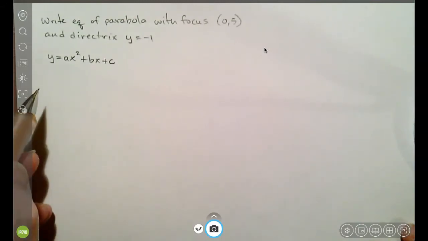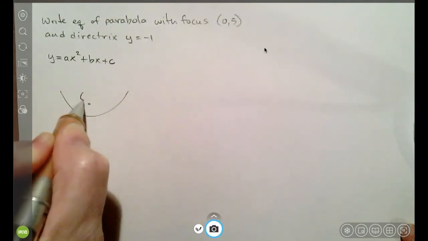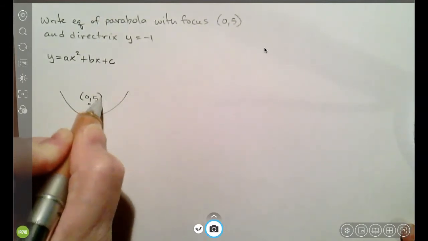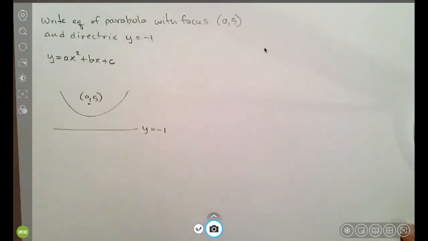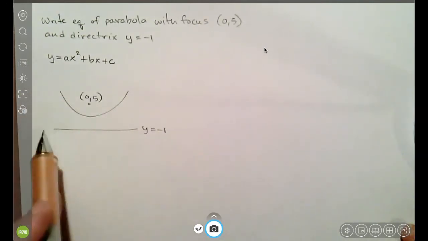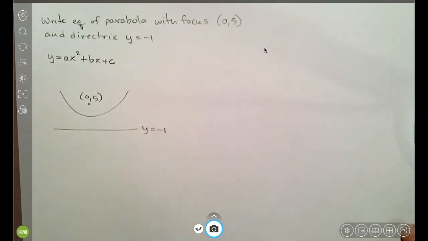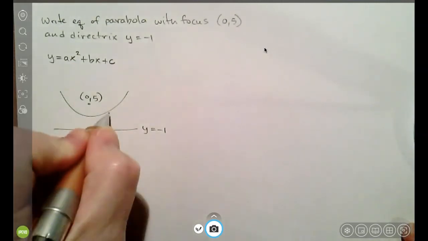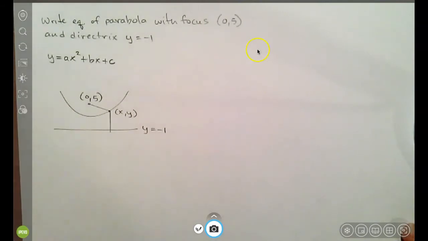So the first thing we're going to do is make a little sketch of this. So we've got a parabola. Our focus is the point (0, 5). And then we have our directrix down here at y equals -1. Because we're only talking about parabolas that open up or open down, that makes our directrix always horizontal, which means it's always going to be in the form y equals some number. So we're going to pick some point on our parabola and call it (x, y).